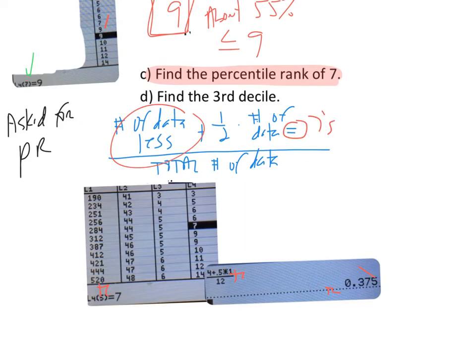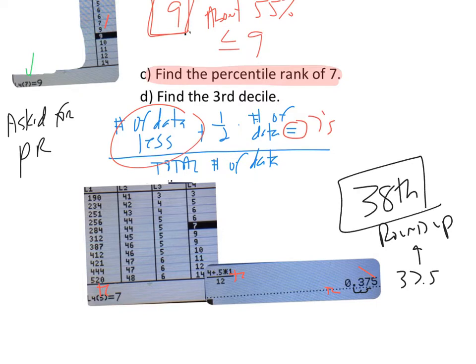So here you're left with 0.375. If we would turn that into a traditional percentage, that'd be 37.5%. But remember, we always round up. So in this case here, 7 is in the 38th percentile. Remember, we're not going to write 38%, we're going to write 38th with a TH. That means that about 38% of the numbers are less than or equal to 7.